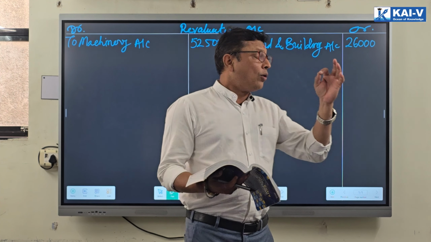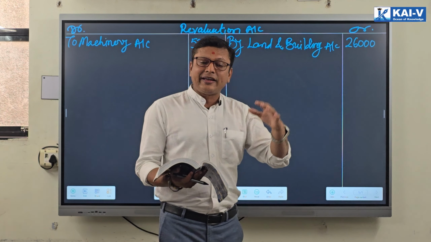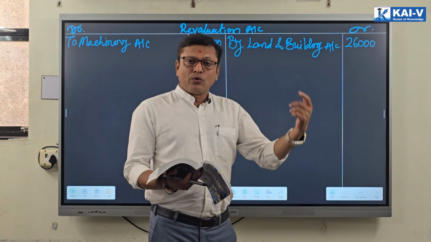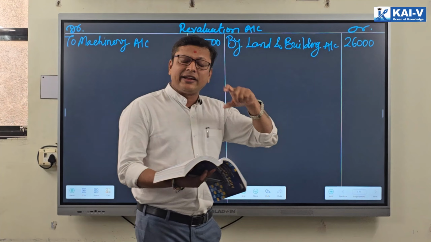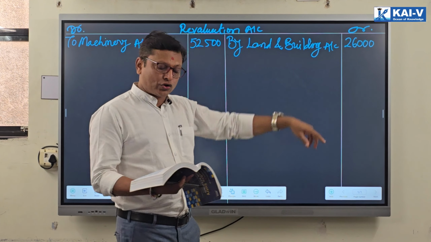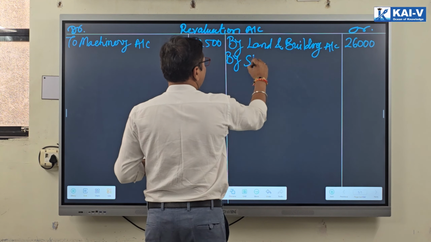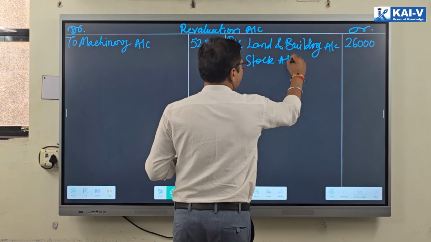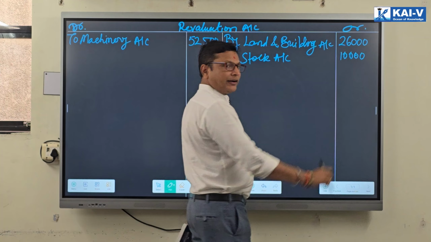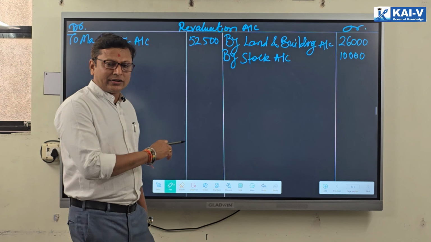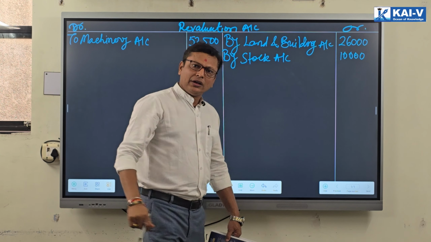If it had been written increase by 1 lakh, what would we do? We would write here 1 lakh rupees increase, with the amount 1 lakh. But here it is written increase to 1 lakh, which means the book value was 90,000 and it has now increased to 1 lakh rupees. That means there is an increase of 10,000 in the value of stock. So it will be credited to the revaluation account by stock account, 10,000. We credited it to the revaluation account.